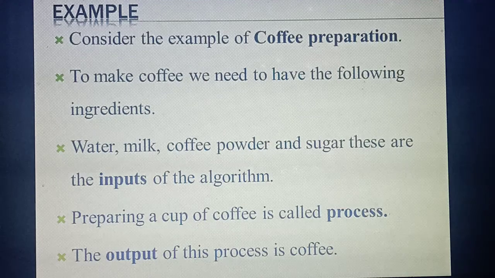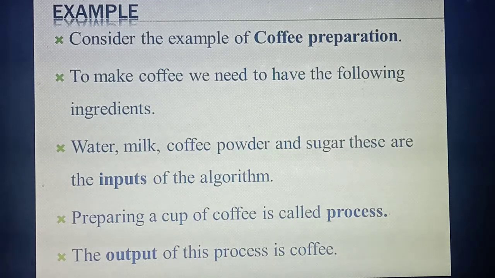So the ingredients are there now. Once the ingredients are in your hands, you are going to prepare a coffee. That is called what? Process. So what's the output? The output of the process is what? Coffee. Coffee is the output. Understood? So now you understand what an algorithm means and how you need to write it.